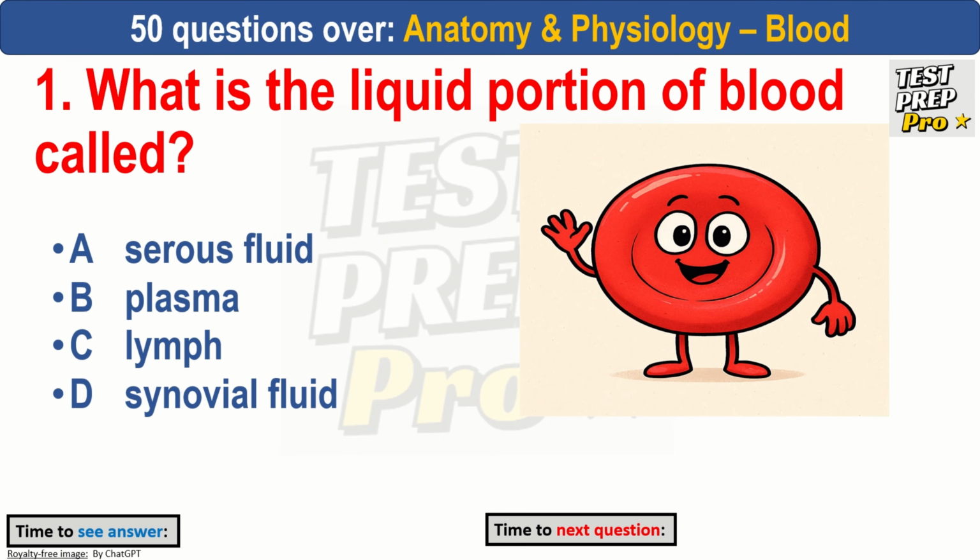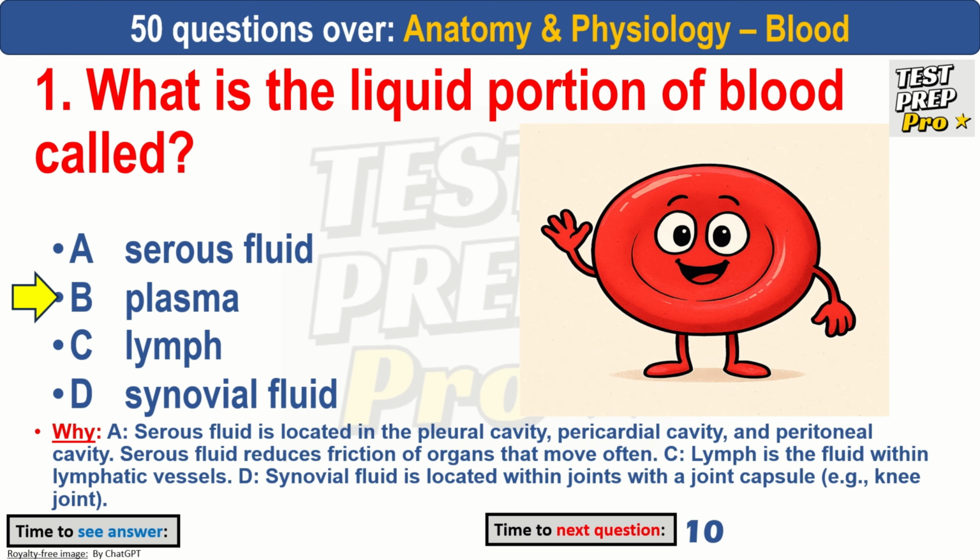What is the liquid portion of blood called? Is it A, serous fluid, B, plasma, C, lymph, or D, synovial fluid? So what do you call it? The answer is plasma. And plasma is mainly made of water. It's got proteins floating in it, nutrients like glucose, lipids in it as well.